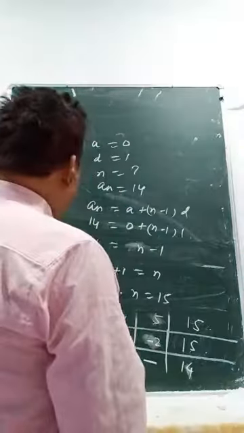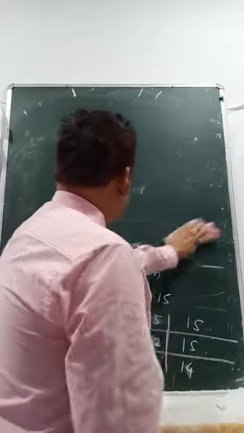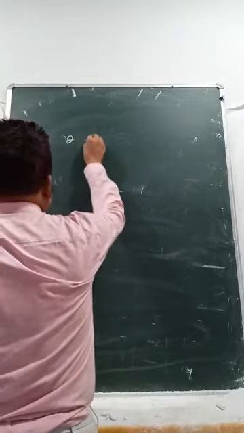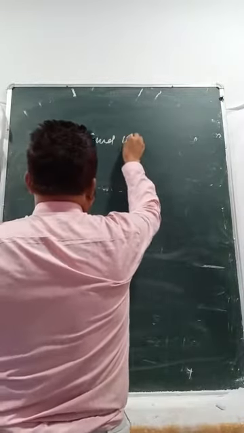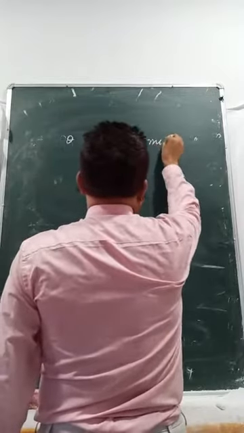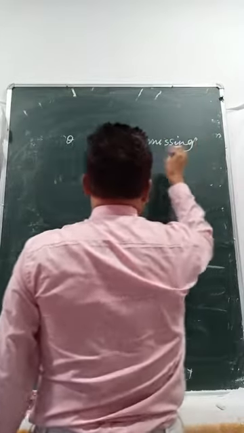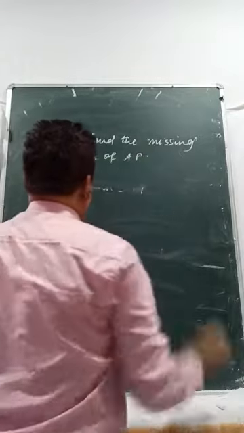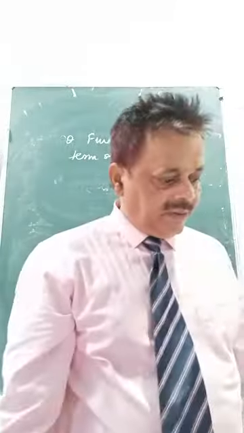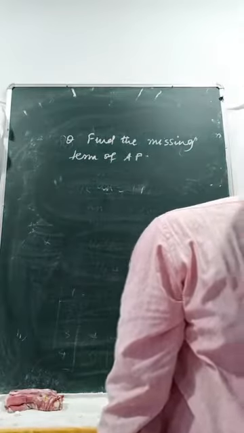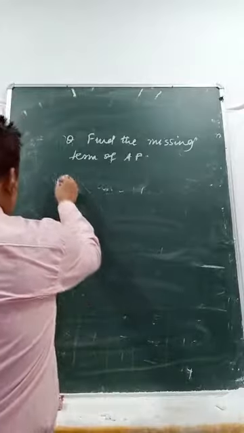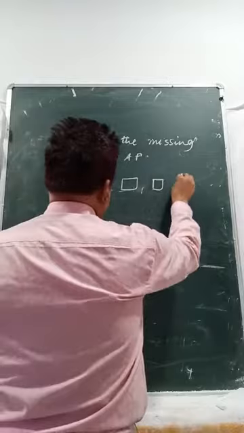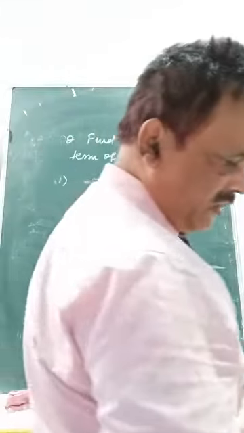Find the missing term of AP. Next question is find the missing term of AP. So which AP is given to us? Look here: minus 7, box, and 8. How many boxes? We have 4 boxes and 8.